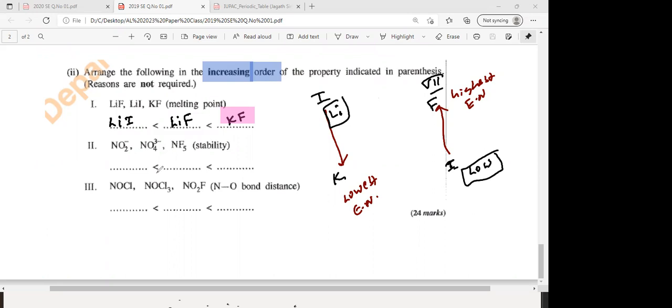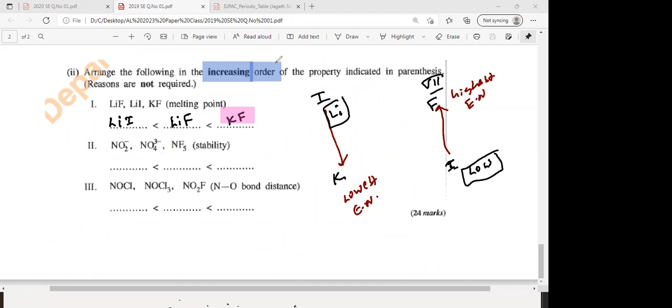Number 2, can you post the answer on chat? I think the previous one, most of you got it. Okay, very good. All of you are correct. No, KF is highest, LiF lowest. You have put LiF lowest? That's wrong. Okay, correct. Right, all of you. Now the next one, some of you have already posted the answer on chat. What about the others? Part 2.